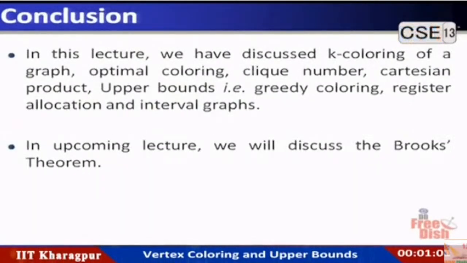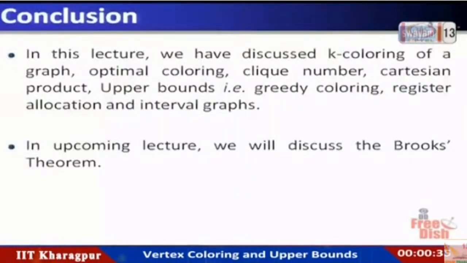Conclusion. In this lecture, we have discussed k-coloring of a graph, optimal coloring, clique number, Cartesian product, and the upper bounds, that is, with reference to the greedy coloring. We have also seen an interval graph based coloring and an example based on it, that is about register allocation. In upcoming lectures, we will discuss the Brooks theorem. Thank you.